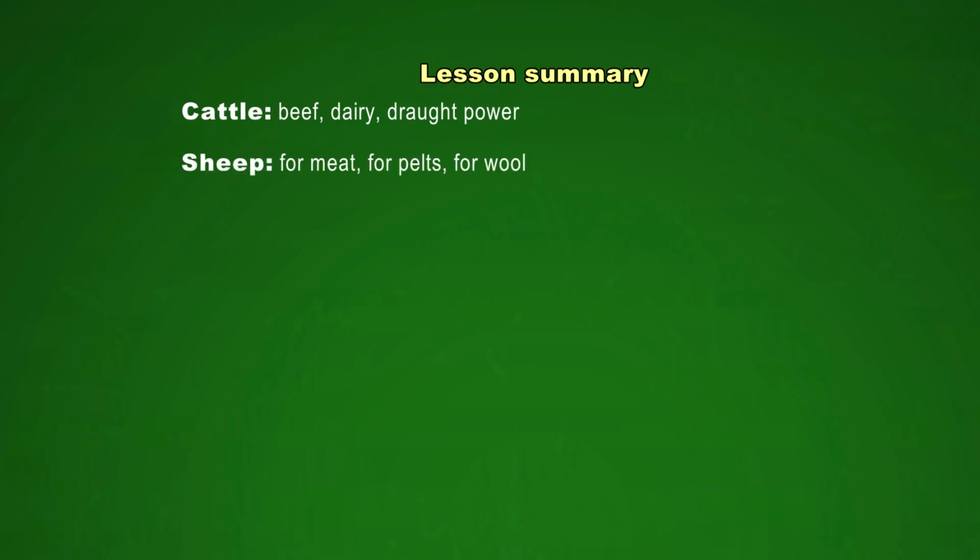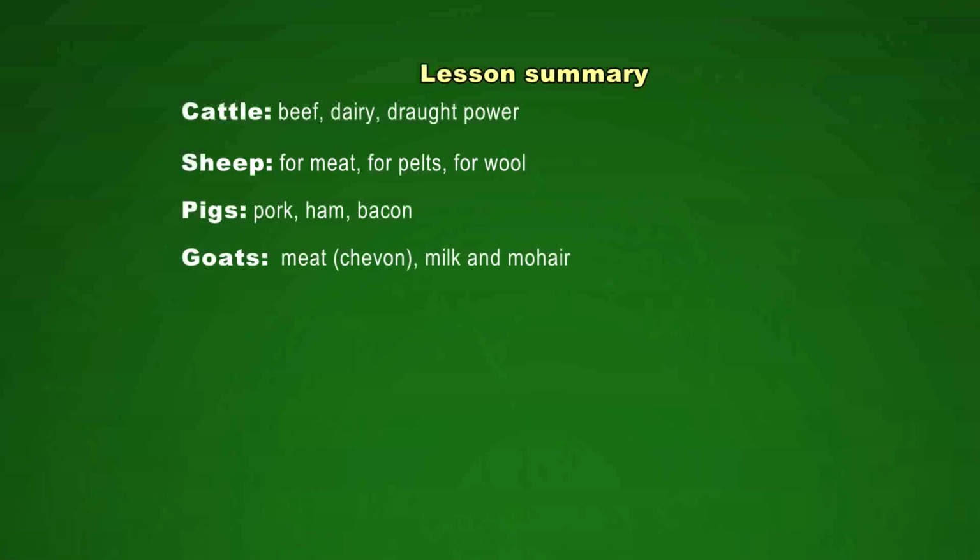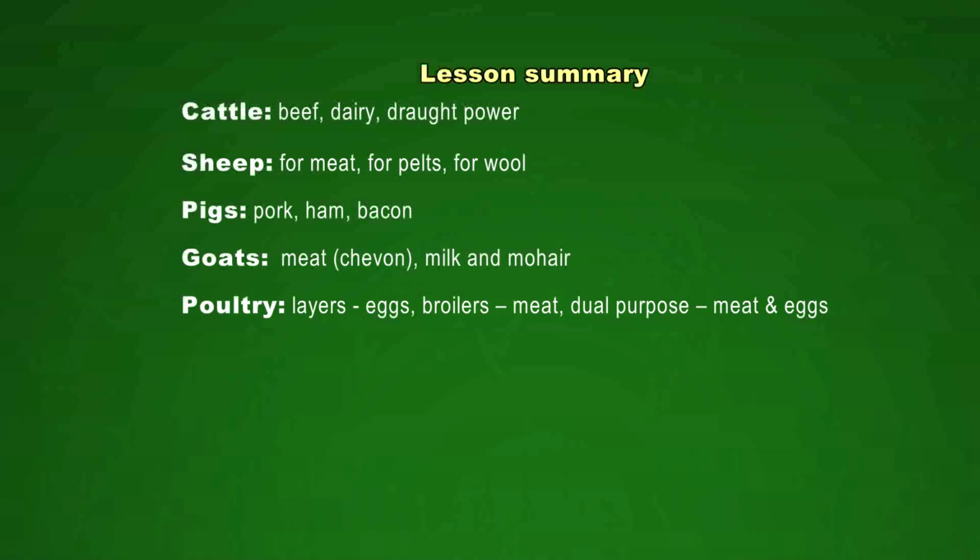Let us have a look at what we learned about different types of farm animals today. Cattle: beef, dairy, draught power. Sheep: for meat, for pelts, for wool. Pigs: pork, ham, bacon. Goats: meat, milk, mohair. Poultry: layers, eggs. Broilers, meat.